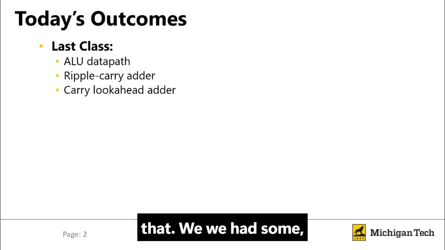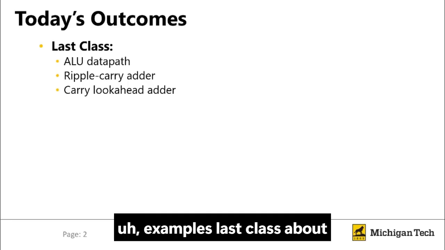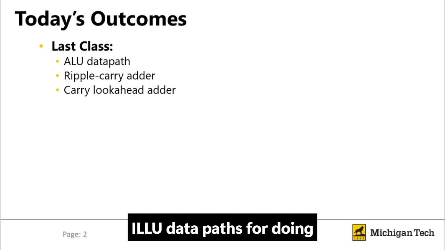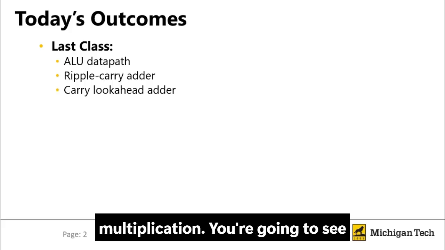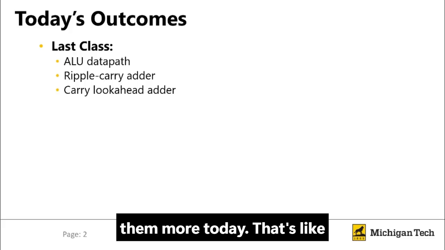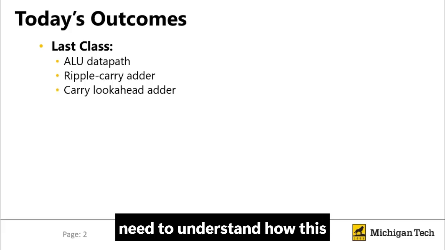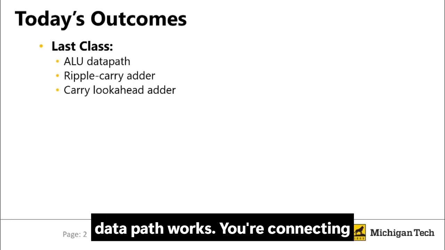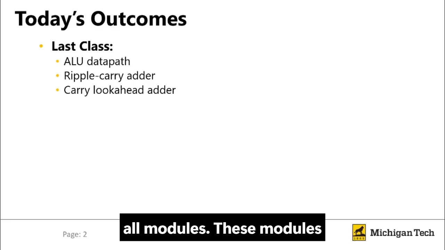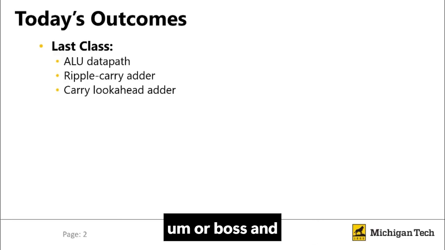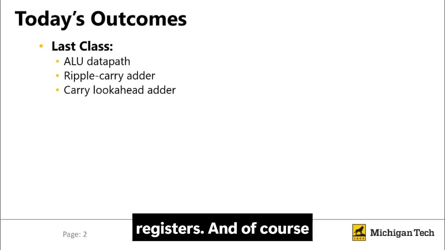We had some examples last class about ALU data paths for doing multiplication. We're going to see them more today. That's like a basic of computer. You need to understand how this data path works. You're connecting all modules. These modules can be multiplexer, adder, or bus and registers.